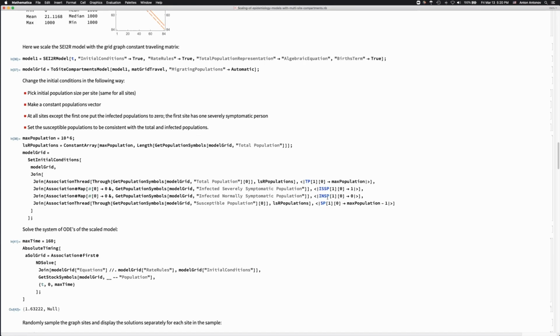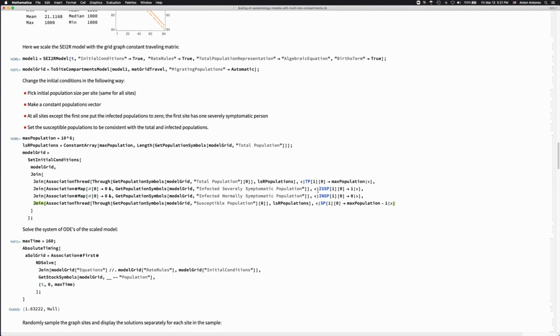If he was normally symptomatic, people might think, in the case of the coronavirus, that it's just the standard flu or whatever. So I have changed my susceptible populations accordingly. For all sites, the susceptible population equals the total population, except for the first one, where it is the total population minus the one who is infected.